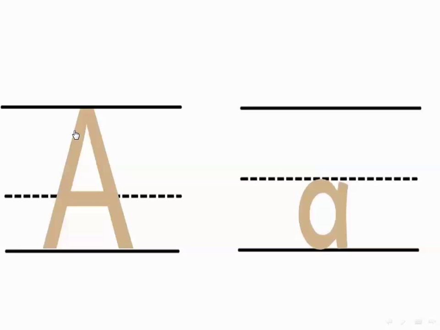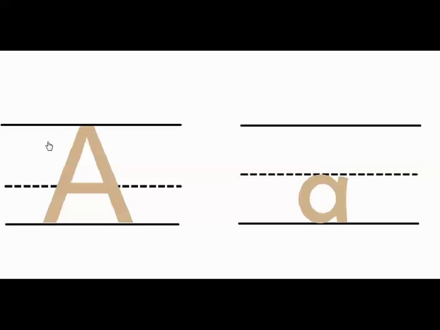We're going to start with the capital A first. So, we're going to go from the upper line with a slanted line to the left, then a slanted line to the right, and then across. Okay, what about the small a? We're going to start from the middle line with a circle all the way down to the bottom line, then down again. Very good, KG1. So now we wrote together the capital A and the small a.